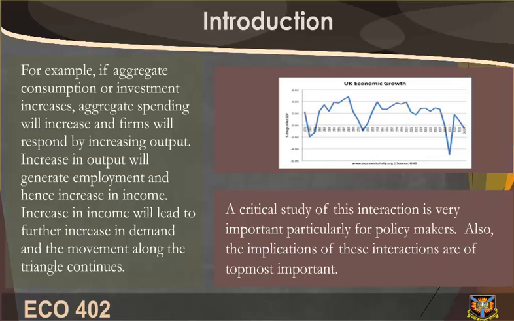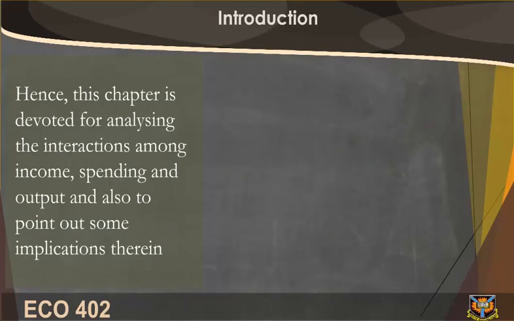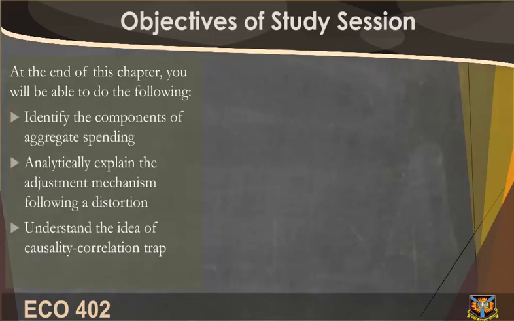A critical study of this interaction is very important, particularly for policymakers. Also, the implications of these interactions are of topmost importance. Hence, this chapter is devoted to analyzing the interactions among income, spending and output, and also to point out some implications therein.